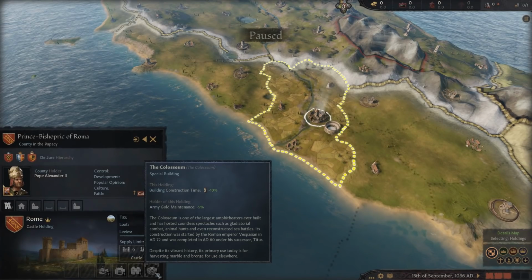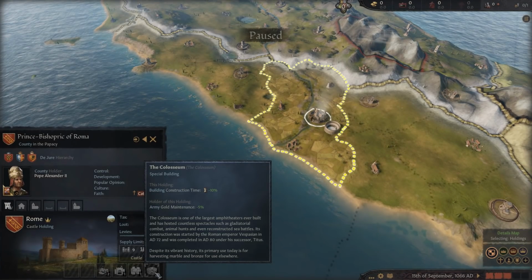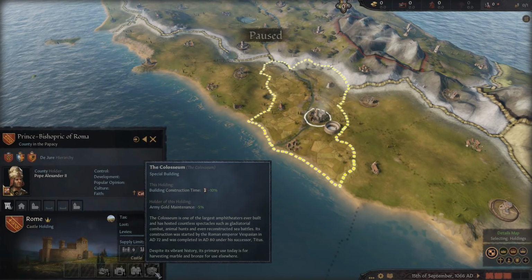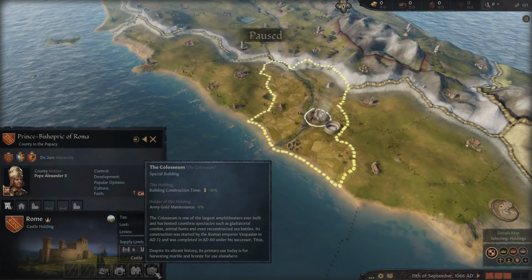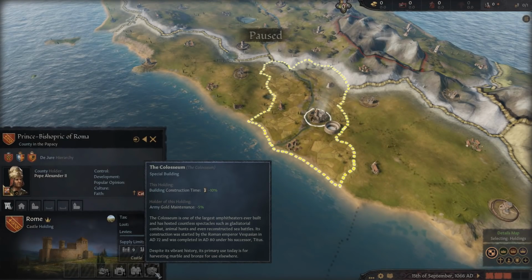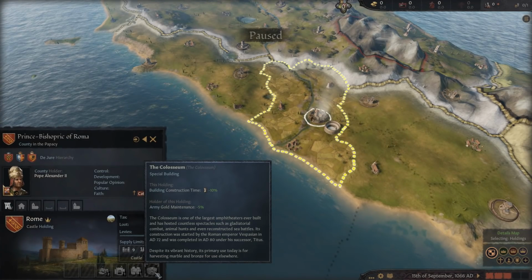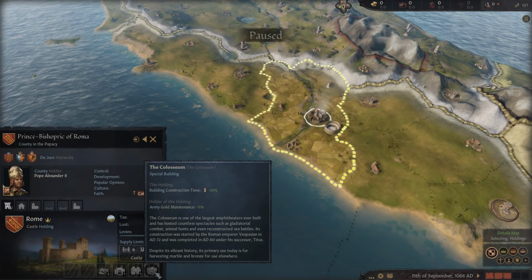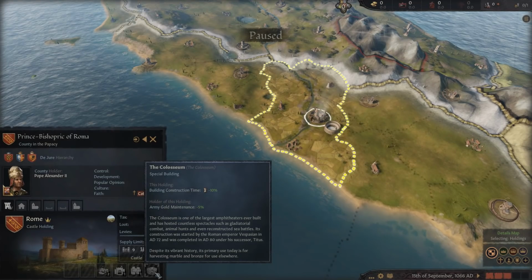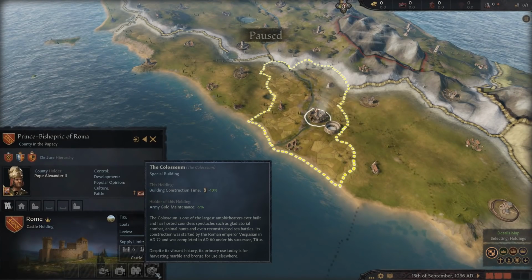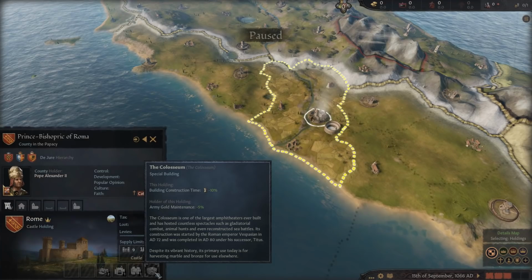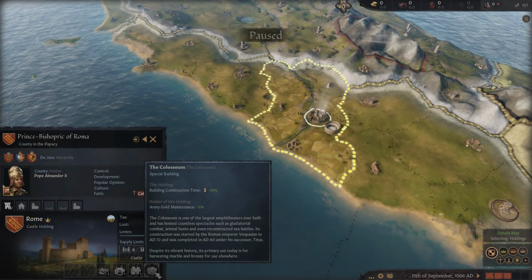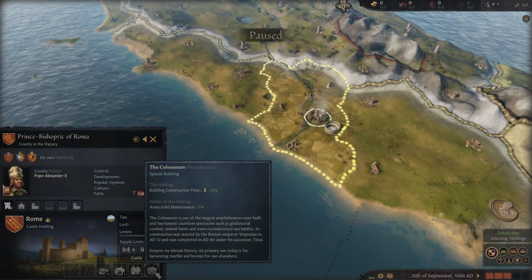The Colosseum is one of the largest amphitheaters ever built and has hosted countless spectacles such as gladiatorial combat, animal hunts, and even reconstructed sea battles. Its construction was started by the Roman Emperor Vespasian in AD 72 and was completed in the year 80 under his successor Titus. Despite its vibrant history, its primary use today is for harvesting marble and bronze for use elsewhere. That's why it kind of fell to pieces.